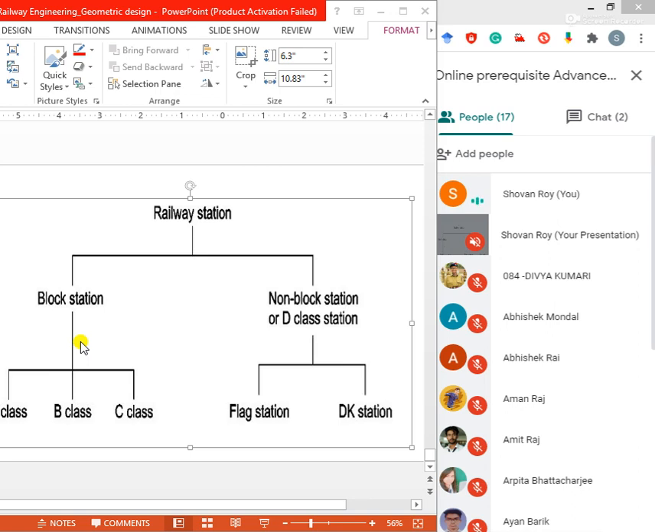If any train is going in front of you, or the distance between the running first train and your train is very small, in that situation these block stations help the running train maintain this clearance. Normally this distance is maintained at 5 to 10 km.